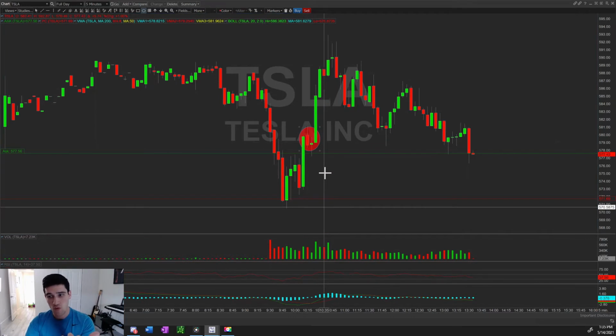Match that with the bull flag, and you've got a nice breakout with a volume spike. So right there in that moment, I'm looking at the chart setup, which is a bull flag. I'm looking at the volume spike with the breakout of the bull flag.